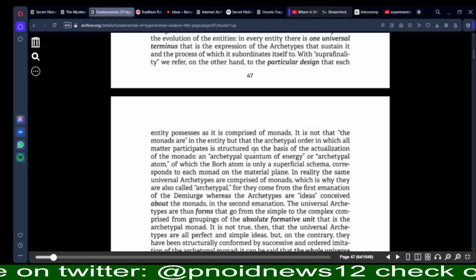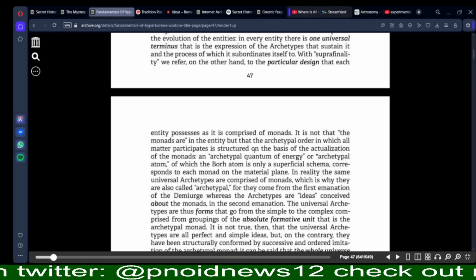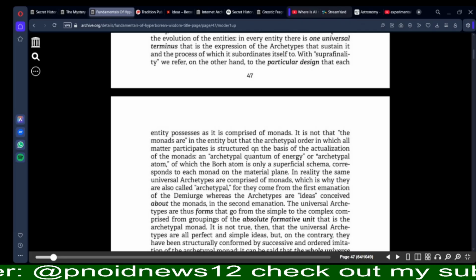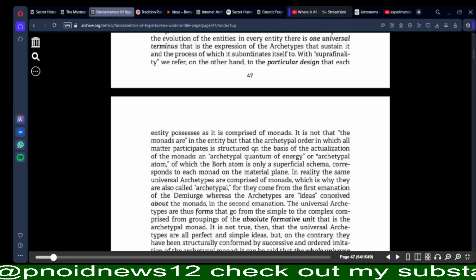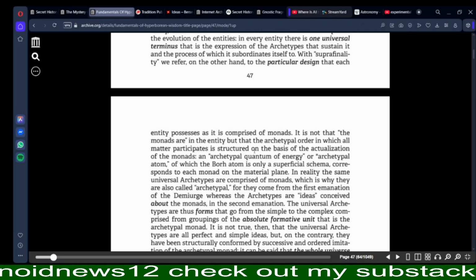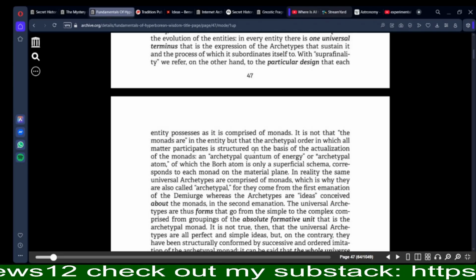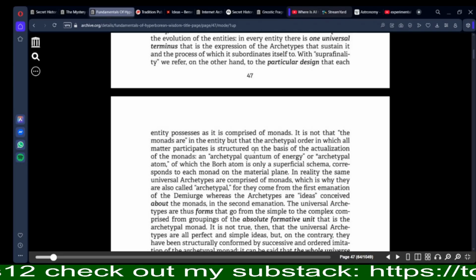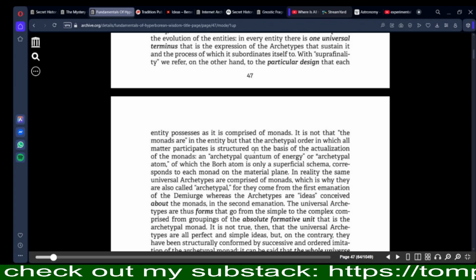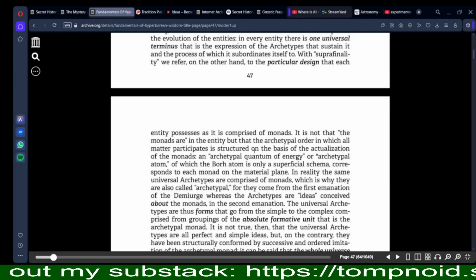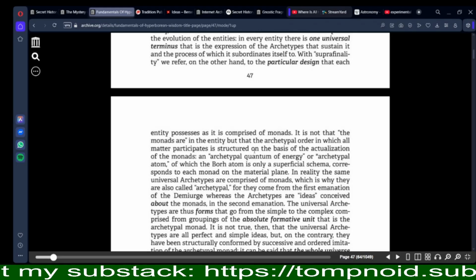It is not that the monads are in the entity, but that the archetypal order in which all matter participates is structured on the basis of the actualization of the monads. An archetypal quantum of energy, or archetypal atom, of which the Bohr atom is only a superficial schema, corresponds to each monad on the material plane.